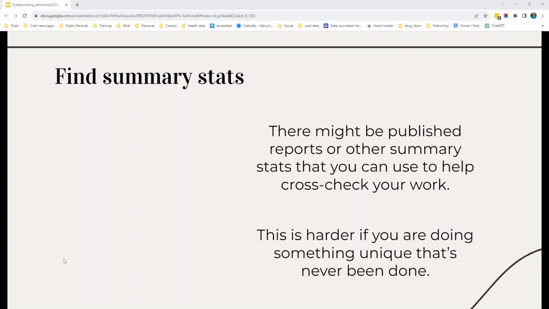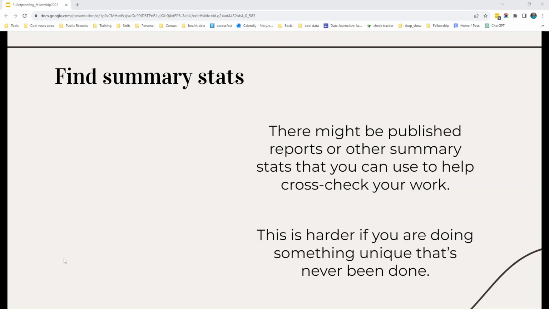Sometimes those reports that government agencies issue have summary statistics in them that could help you cross-check your work. Maybe it's just confirming that you have the right totals in your data. Like, let's say you have a data set of every foster home placement, and the summary stats show you that there were 205 foster placements in the calendar year that you're looking at, and your data set is one row for every foster care placement, then you should have 205 rows of data. You should make sure those two things line up.